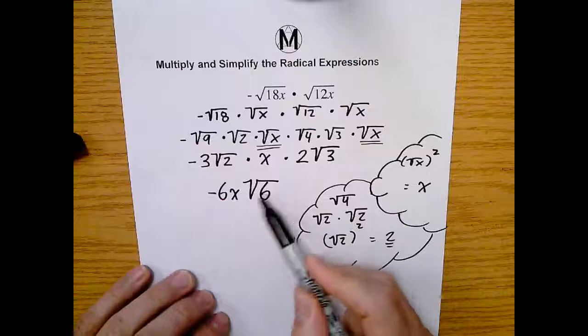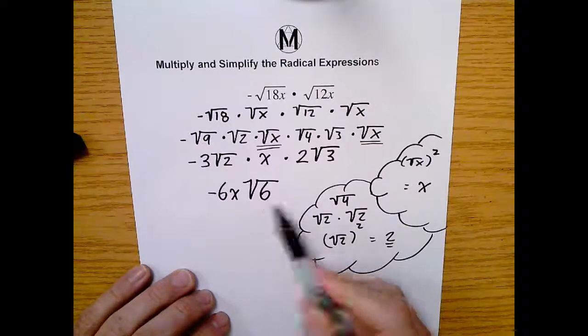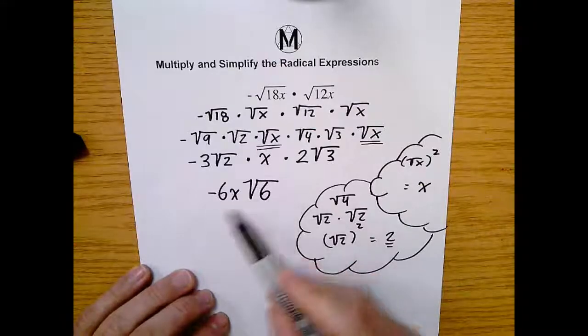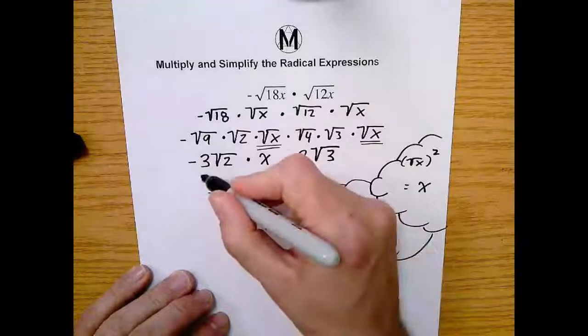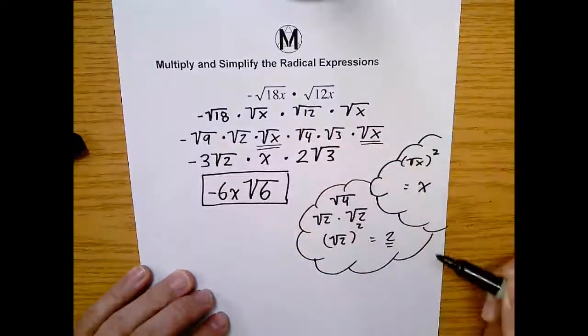There's nothing else we can take out of 6 that will go perfectly, right? Because what do we have? 1 times 1 is 1. Nope. 2 times 2 is 4. Nope. 3 times 3 is 9. Too big. So we're all done, and this is it. You have multiplied, and you have simplified the radical expressions.